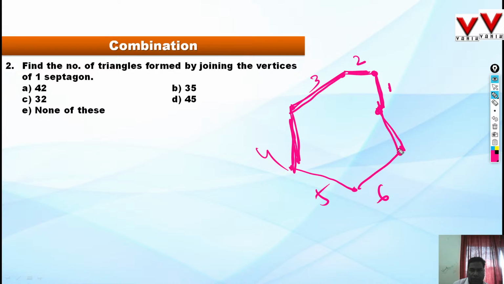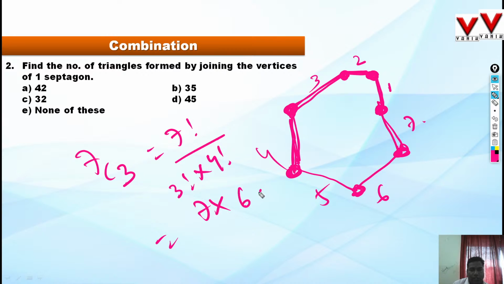Okay. Find the number of triangles. Number of triangles means 7C3. 7C3 means 7 factorial divided by 3 factorial into 4 factorial. I can write 7 into 6 into 5 divided by 3 into 2 into 1. 6 cancels. 7 fives are 35. Option B is our answer.